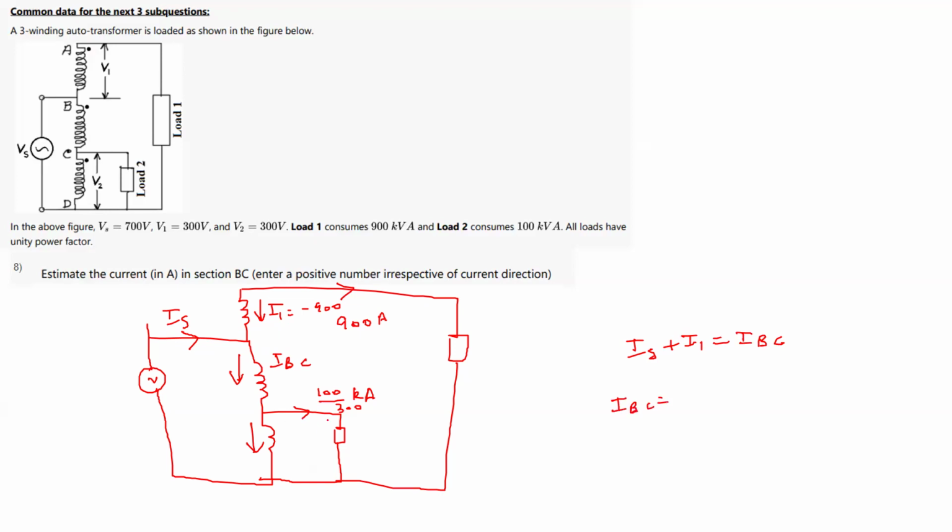IBC is nothing but the summation of these two, so this is 100 by 300 plus ICD. And then again, these two currents are added here, so all three currents are added here. So IS has all three currents. This is the loop for this, and here all three currents are getting added up. So basically IS is nothing but I1 plus IBC plus ICD.